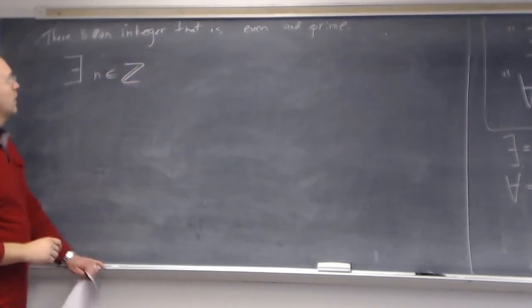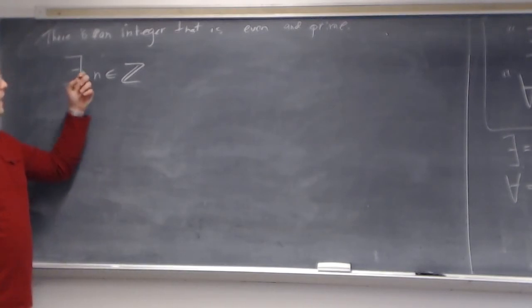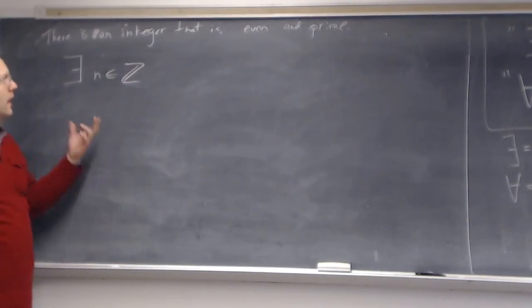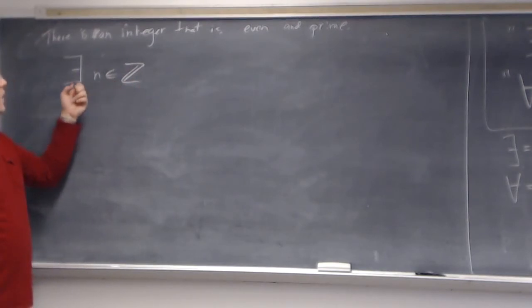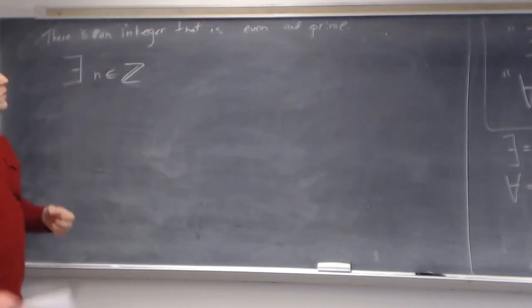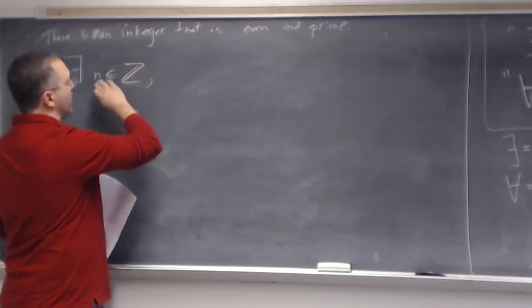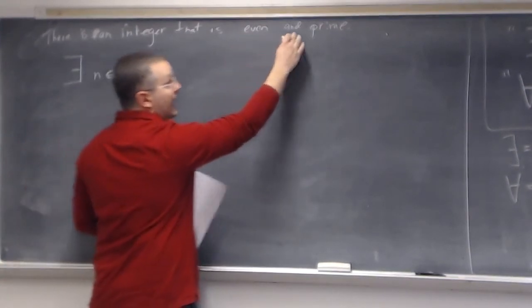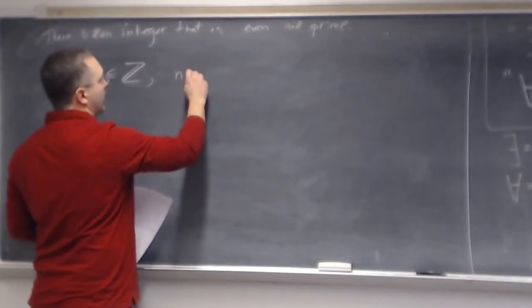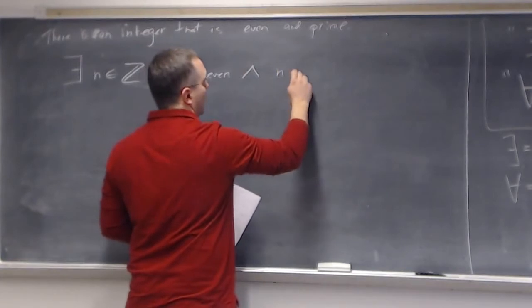Okay, so I'll probably write it like this. There exists an n that's an element of the integers. And you could literally translate that like that, but more likely you would translate it as, there is an integer, there's an integer n, such that, you just have your comma, and then what about n? Well, n is even, and n is prime. So it's an and statement. n is even, and n is prime.